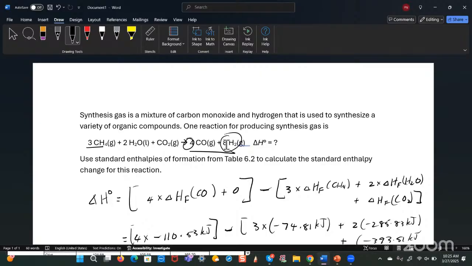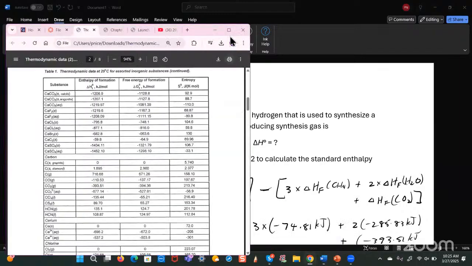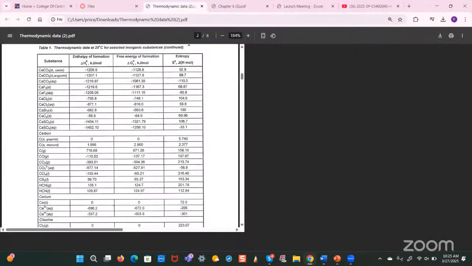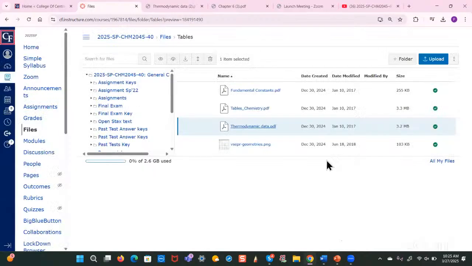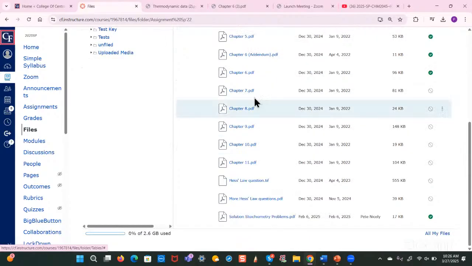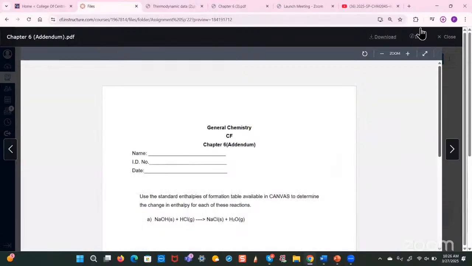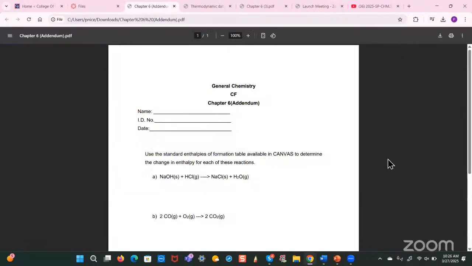All right, so going back to the assignment. Now, I don't know if I told you this, but there are 2 files for assignment number 6. Where it says assignment number 6 addendum, you need to do that one and attach it to the assignment. It's basically just one extra page.